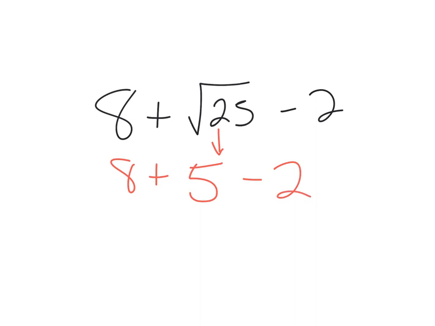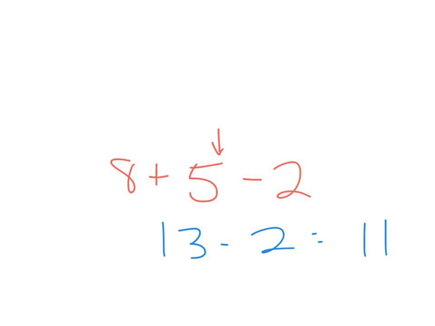So this is 8 plus 5 minus 2. Now we read this and continue this problem. We would read this from left to right. 8 plus 5 is 13. And then minus 2 would give us 11. So there's the answer to that one there. So hopefully that helps with that. So don't forget that in step 2, exponents and roots go together.